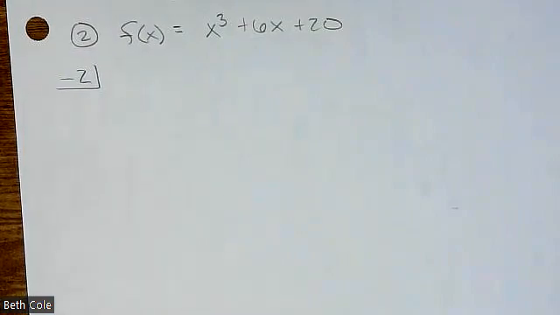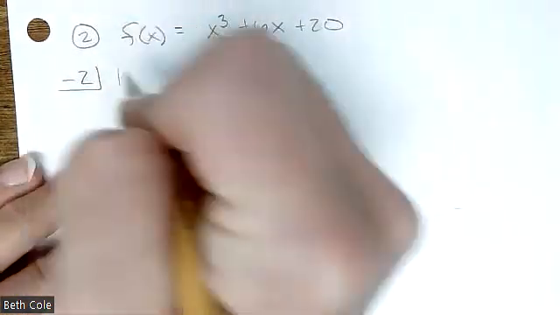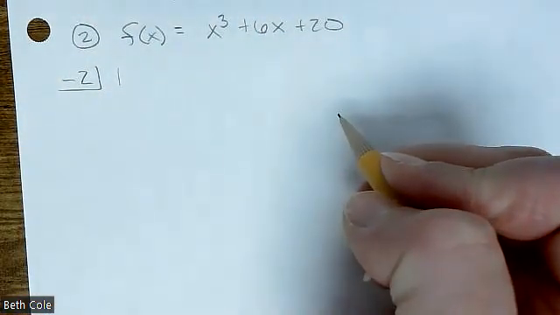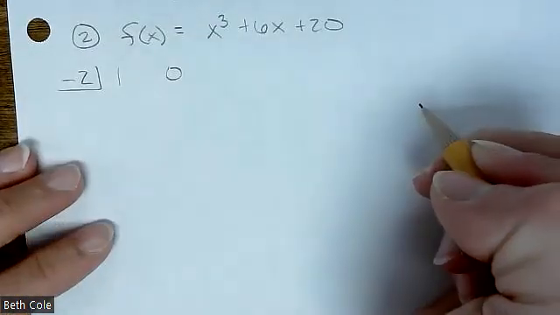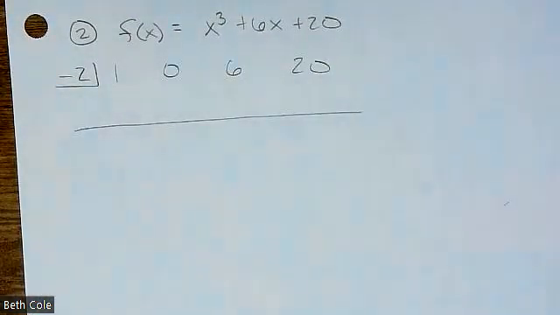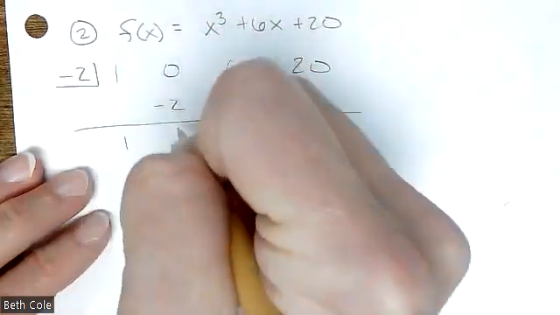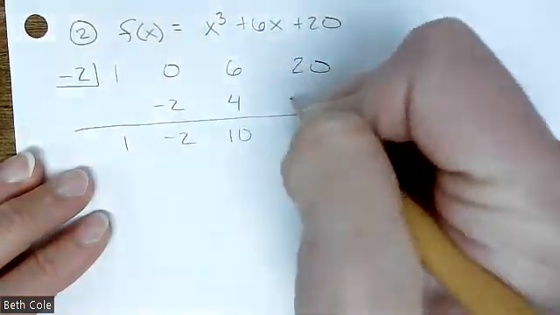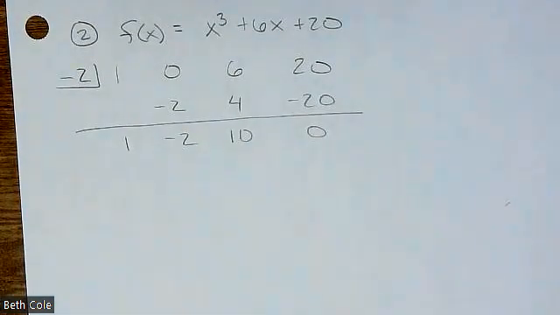Is the countdown in order? No. We have 1x to the third, and then what? 0x squared, 6, and then 20. The remainder will be 0. I promise. Go ahead and find it. Go ahead and find 0. One, -2, 10.